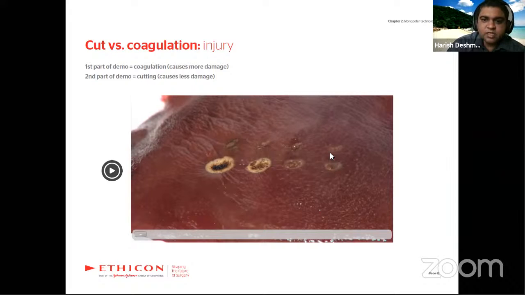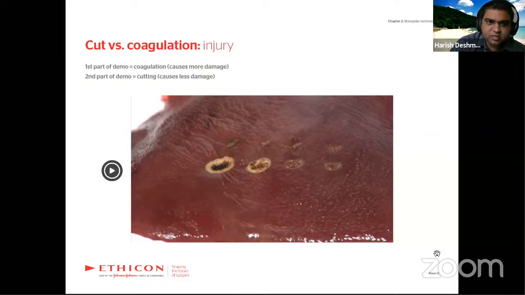So if you see here, whether it is cut mode or coagulation mode, whatever time you are using, there is a high current concentration and high temperature, which is leading to more tissue damage. In the same current mode or same watt mode, the coagulation mode gives you more damage than a cut mode. Cut mode has lesser damage to the tissue compared to coagulation mode. So it is said that cut mode is safer than coagulation mode.